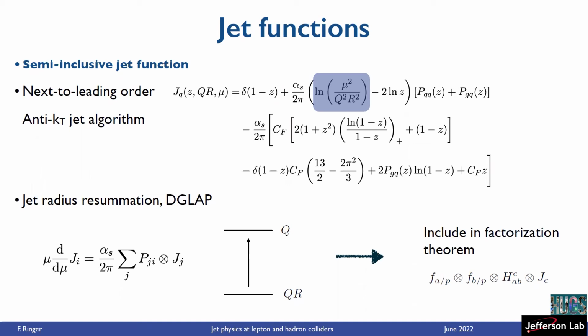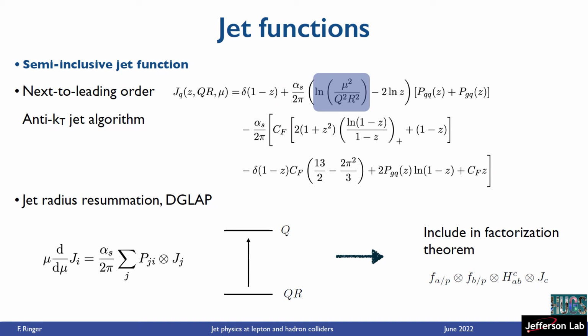And then I basically put that into my factorization theorem, right, that I have here. So I had two PDFs, the hard function, which sits at the scale q, and a jet function that I integrated against each other that sits at the jet scale q times the jet radius. By doing that, I've resummed that particular log, right? There are details on how to do that technically, but it's really the same thing as what you would do for solving the evolution equation for a PDF or a fragmentation function.